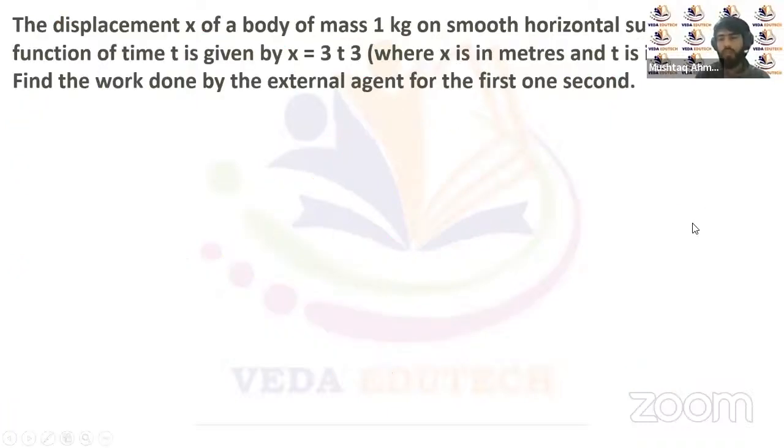Now, similarly for this question as well, we can apply the work energy theorem, right? You can see the displacement x of a body of mass 1 kg on a smooth horizontal surface as a function of time is given as x equal to t cube upon 3, where x is in meters and t is in seconds. Find the work done by the external agent for the first 1 second. We have to calculate the work done by the external force for the first 1 second, right?